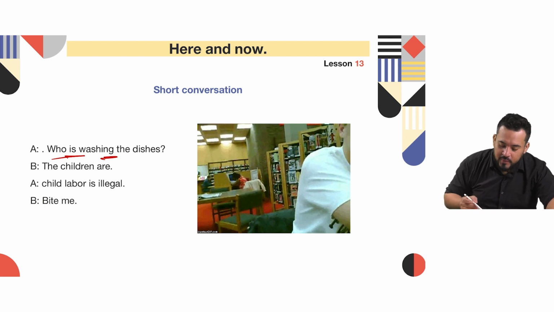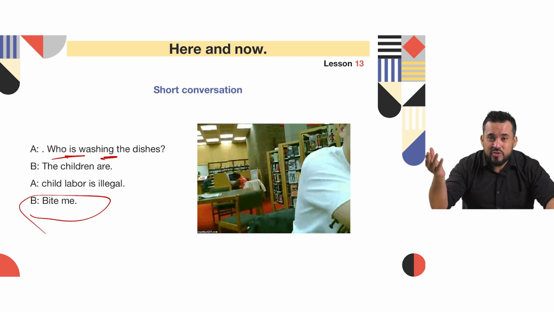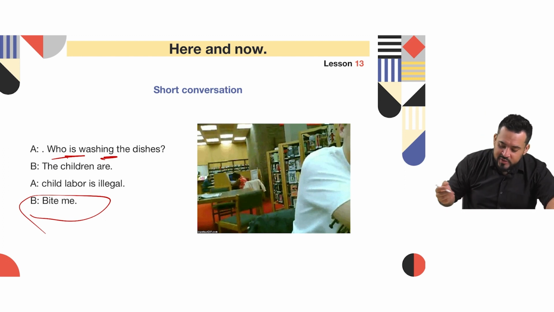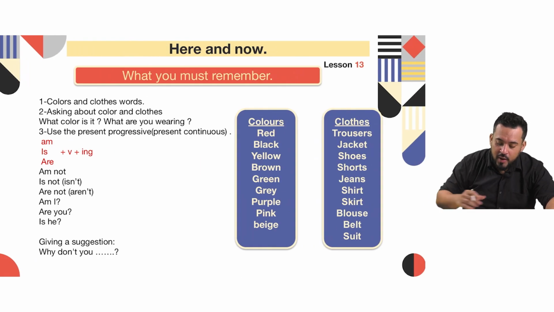Bite me. Bite me is something we say, like, I don't care what you think, bite me. Okay? So, and child labor is illegal. So don't make your children do things like that. Just an advice. You might go to jail if they reported you at school.